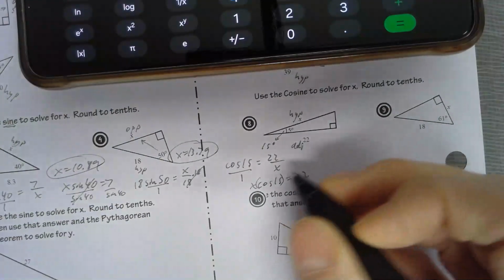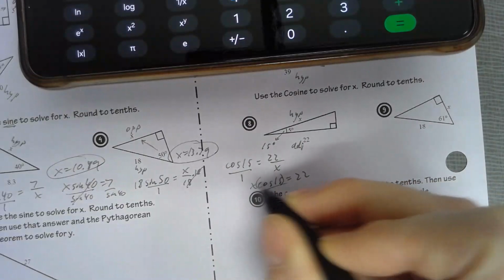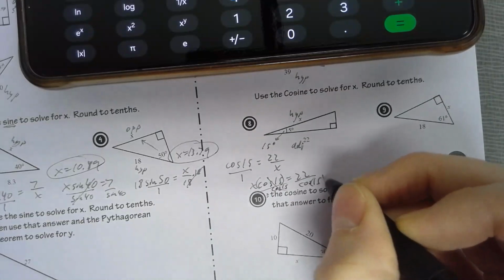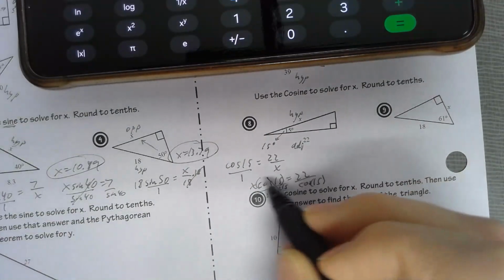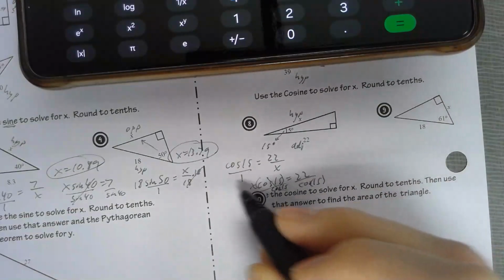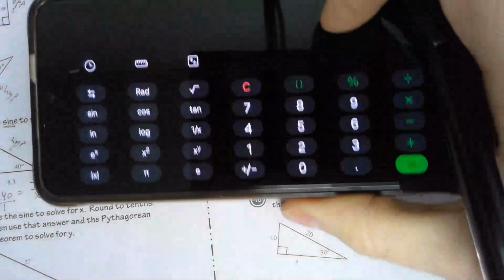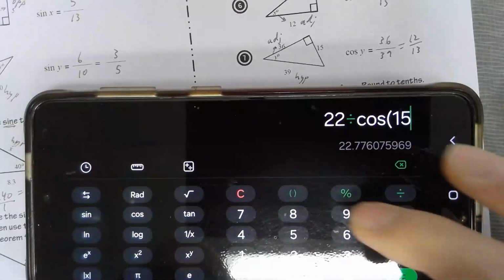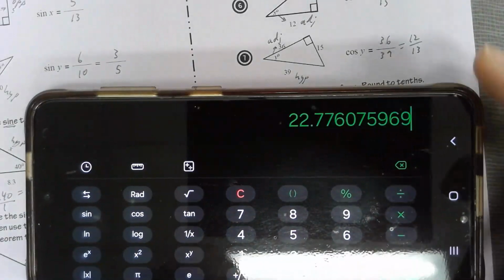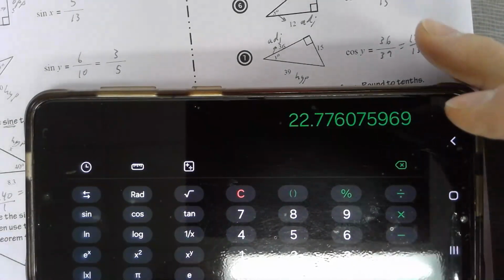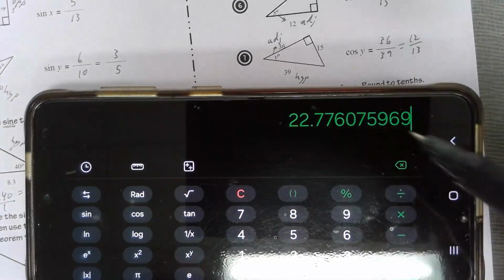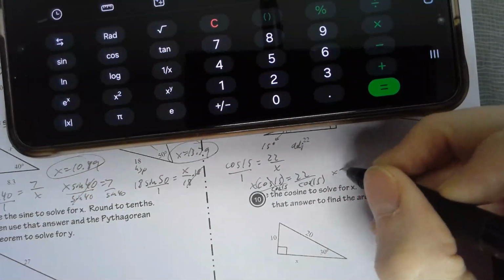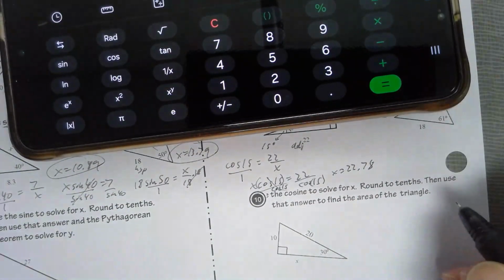That's just a number. And we're going to divide both sides. We're solving for x, so we're going to divide by the cosine of 15, just like we would in any other proportion that we're solving. We divide by the coefficient on x. So 22 divided by the cosine of 15 gets us 22.776. I'm going to round that to the nearest hundredth, 22.78. So x is 22.78.